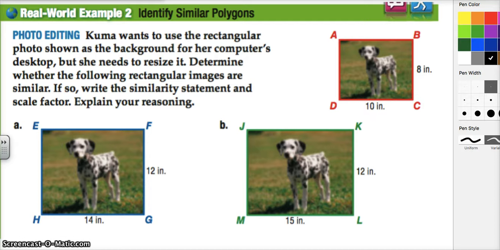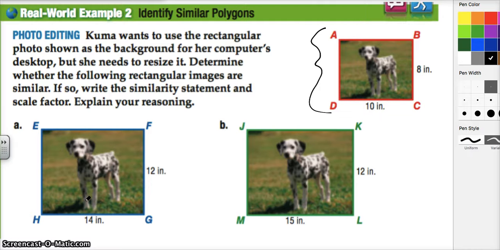Here we're given some pictures. This is the initial picture that we're talking about here. In this particular quadrilateral ABCD, or rectangle ABCD, we're given this picture and Kuma is doing some resizing, and we want to know, is A proportional to this original picture? And we would check that out by observing the angles.